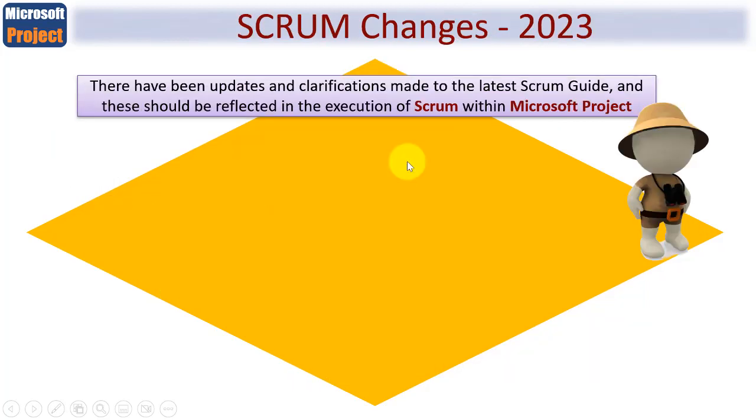Now, it's important to understand that fairly recently there have been some changes to the Scrum Guide, which originally was launched back in around the year 2000. These are merely updates and clarifications. It's not that Scrum is changing in any way, and these should be reflected in the execution of Scrum as I describe how it will be used with Microsoft Project. So let's talk about the Scrum Master role to start with. We'll address the others in a later video.